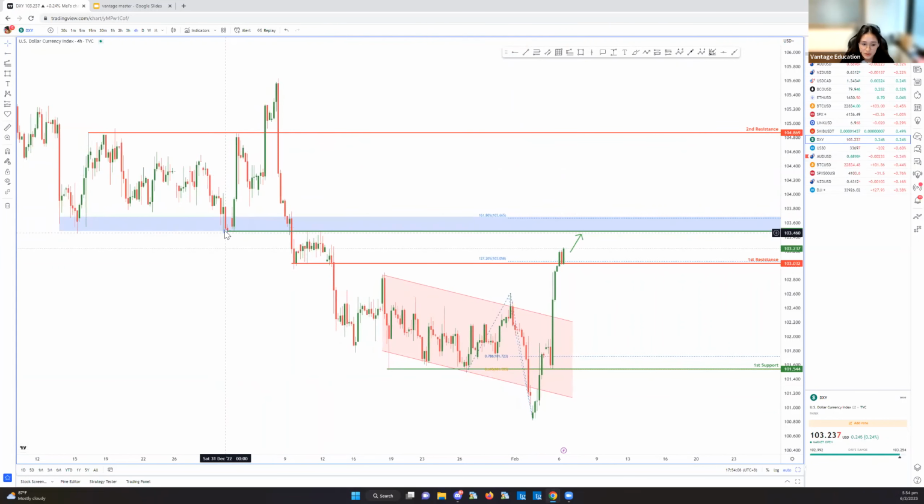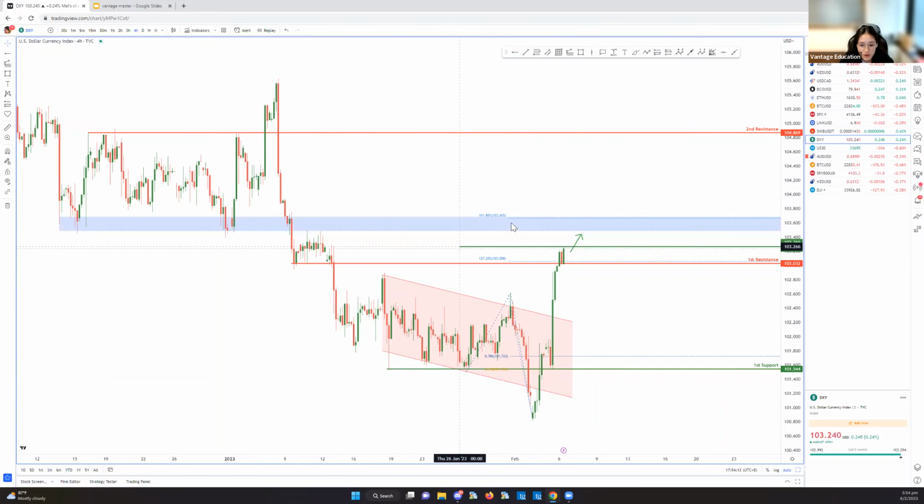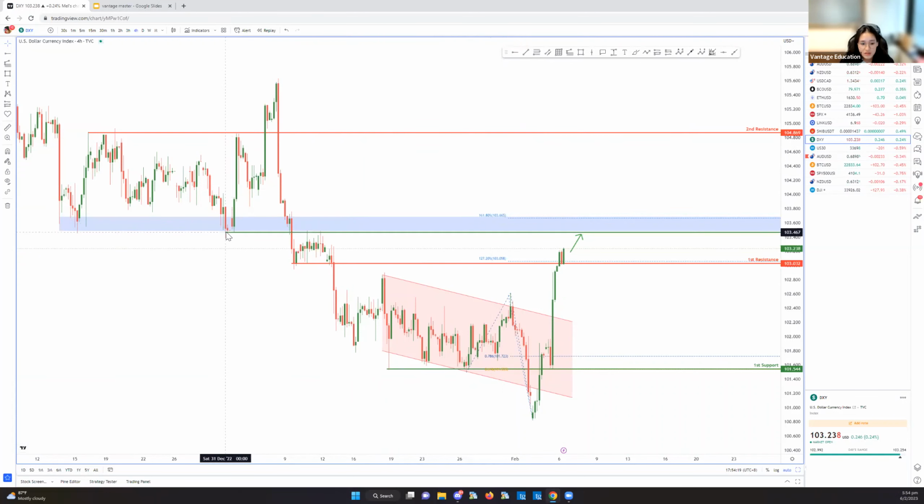So for take profit, you want to typically put it before your confluence area. So anywhere between the 161.8 and within the blue area would be good. And then for our stop loss, you could have it over here at our swing high.